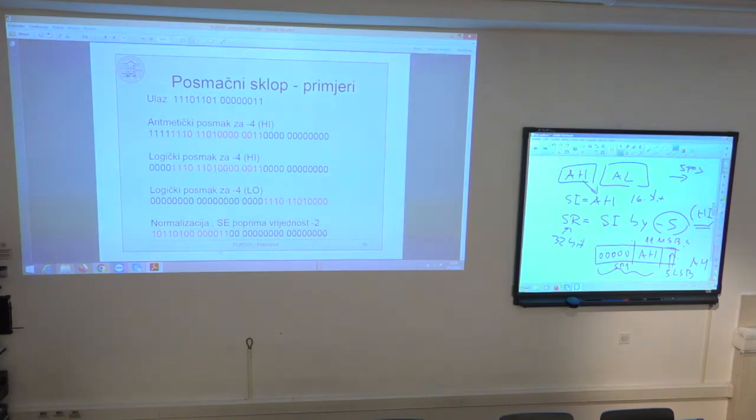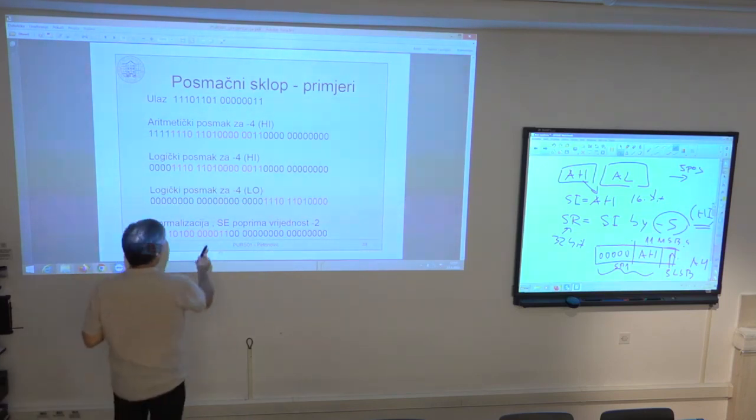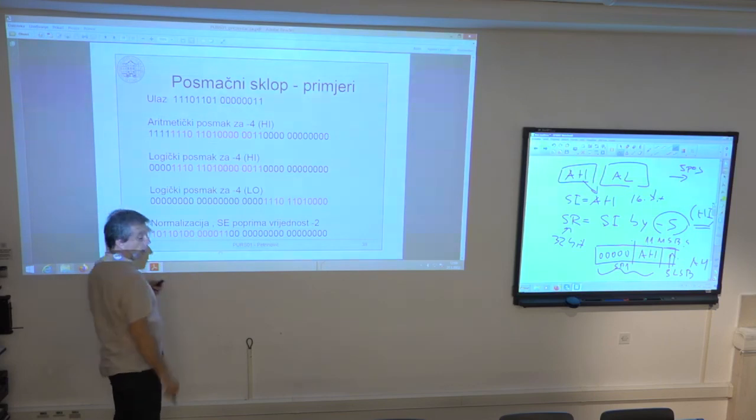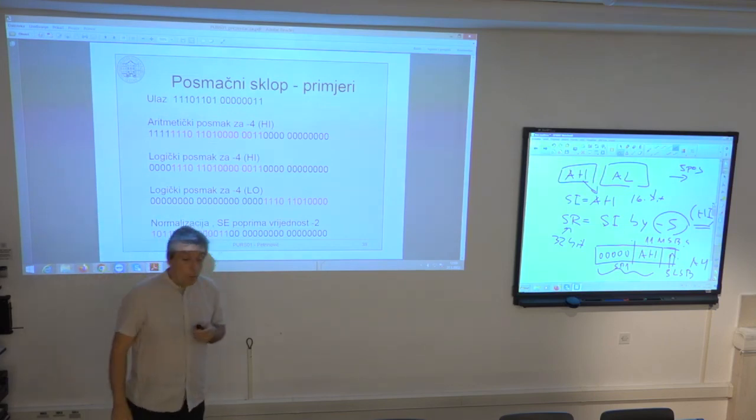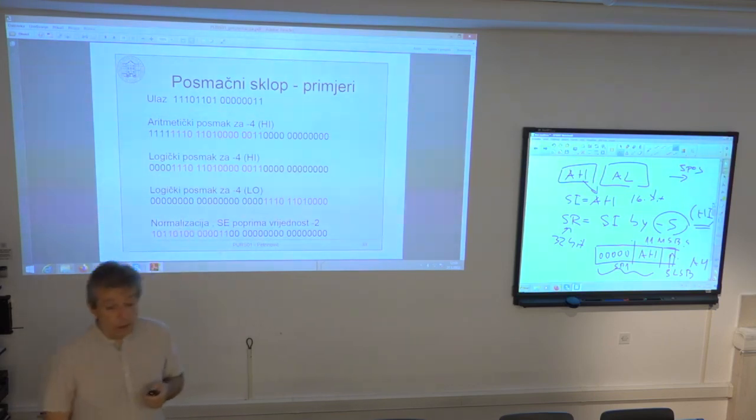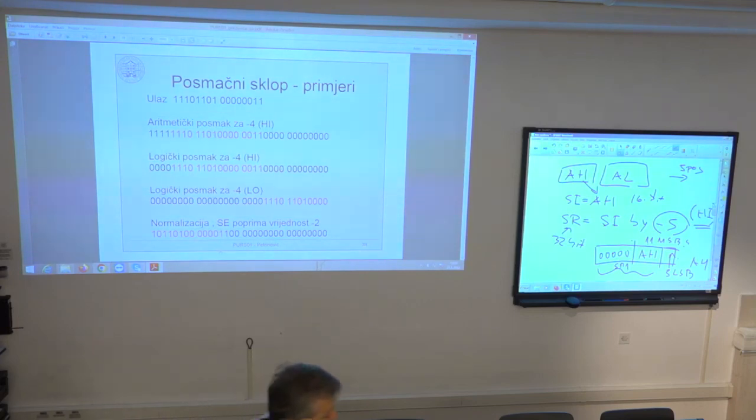And the final example is so-called normalization. It has one instruction that computes how many leading ones or leading zeros you have, or how many times you can shift to the left until the value is normalized. It means that the value is between 1/2 and 1. So I would like to normalize the input value in the shifter input register. How do I do this?